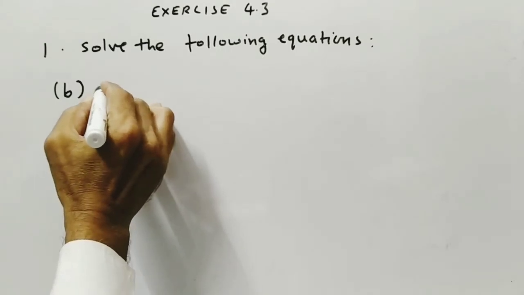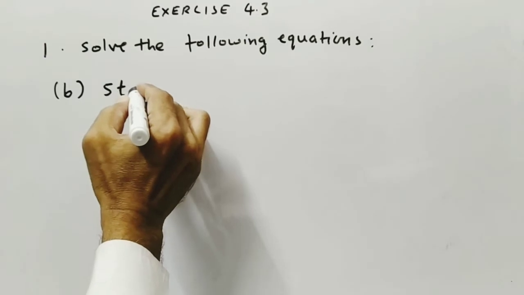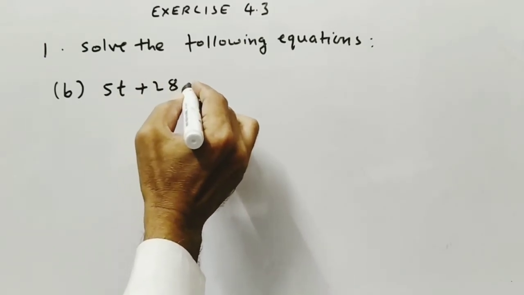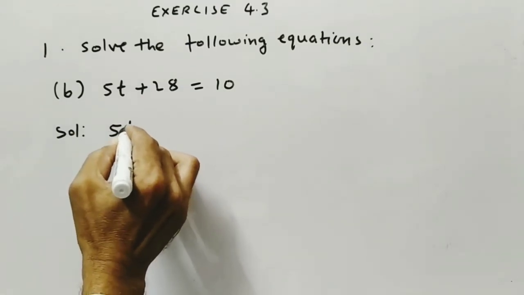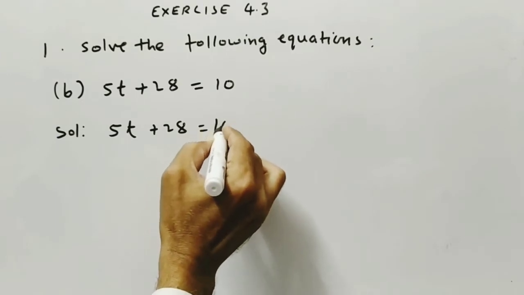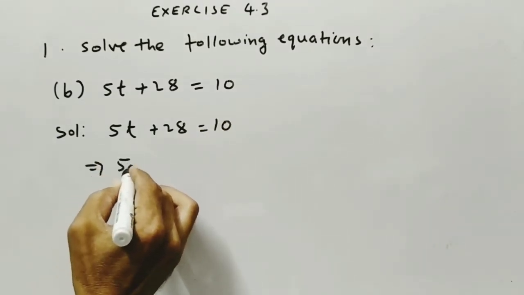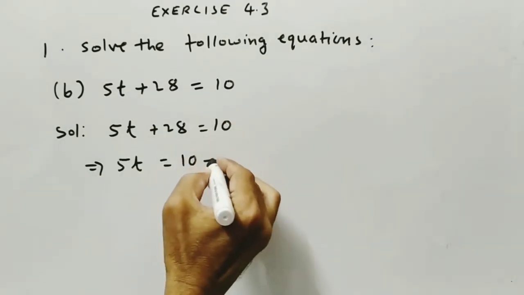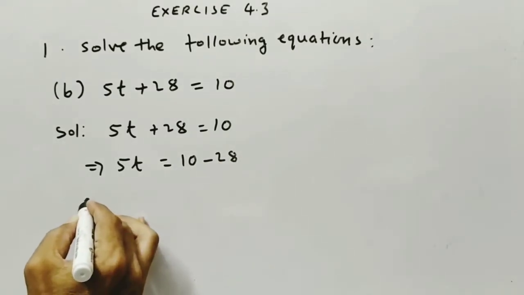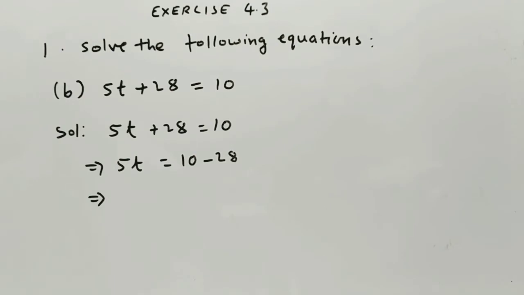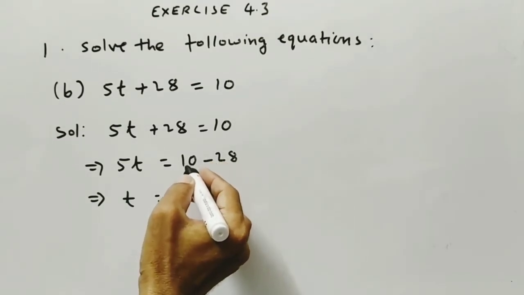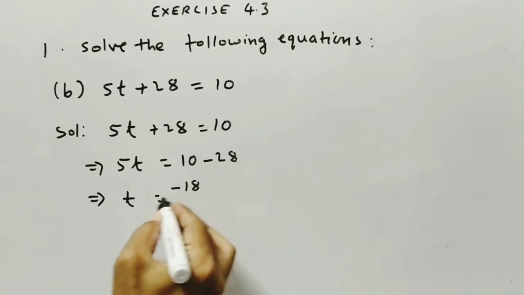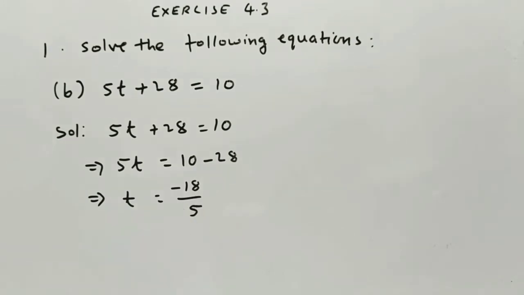B: 5t plus 28 is equal to 10. Solution. 5t plus 28 is equal to 10 is the given equation. This implies 5t is equal to 10 minus 28. This implies t is equal to minus 28 plus 10, minus 18, divided by 5 is the solution of the equation.